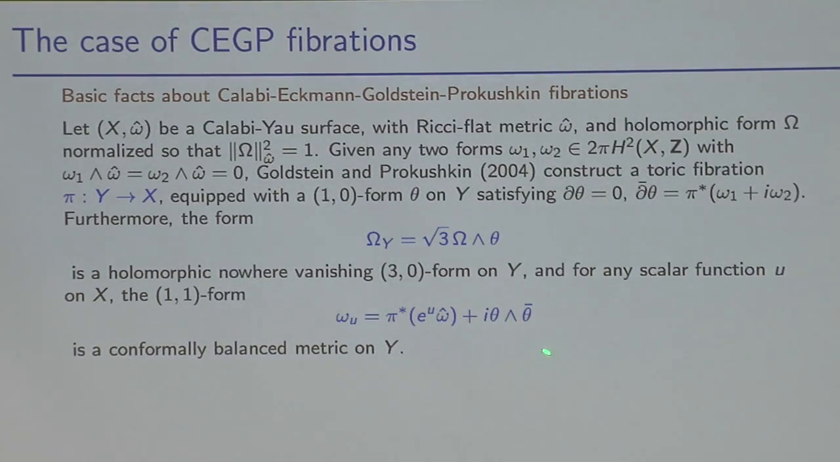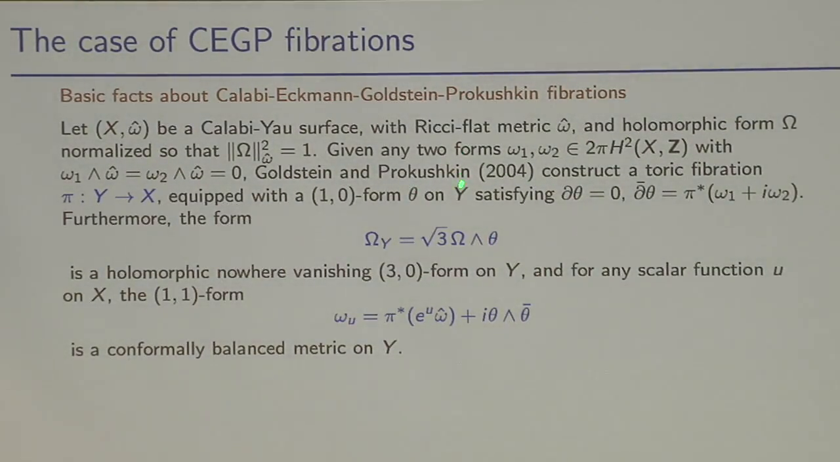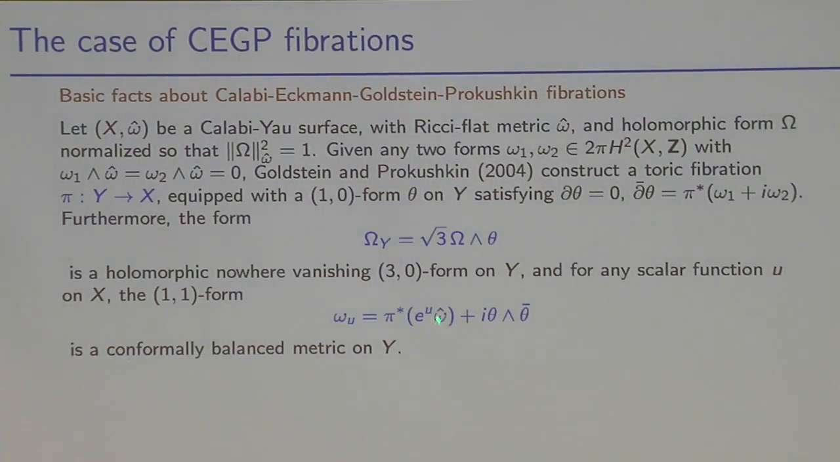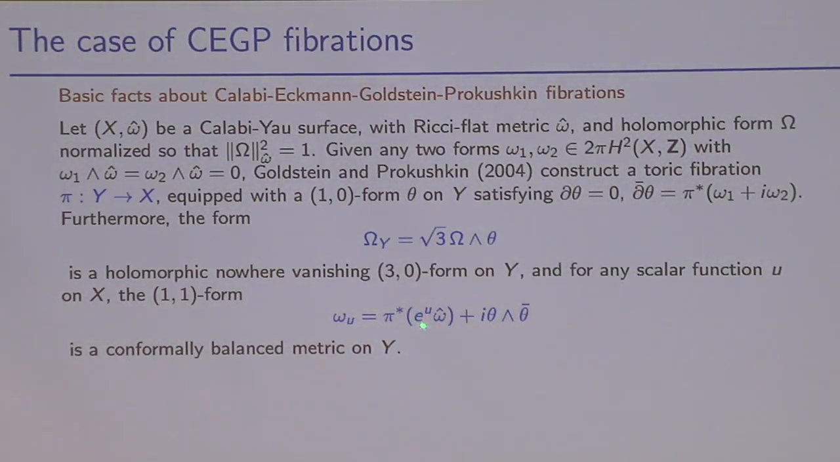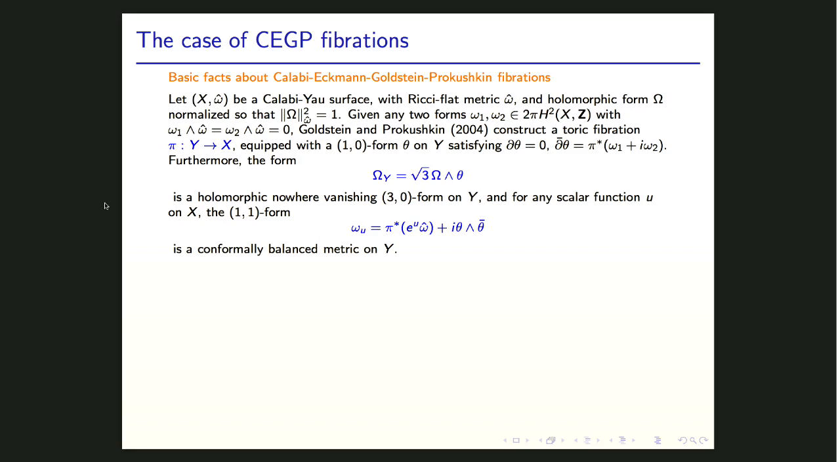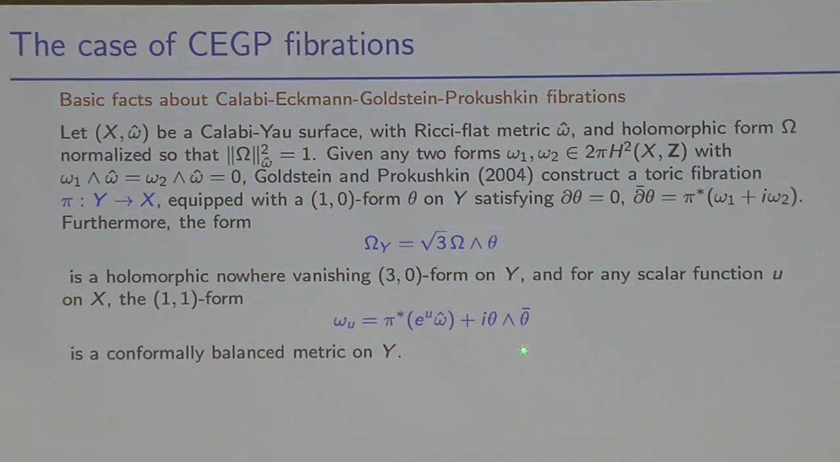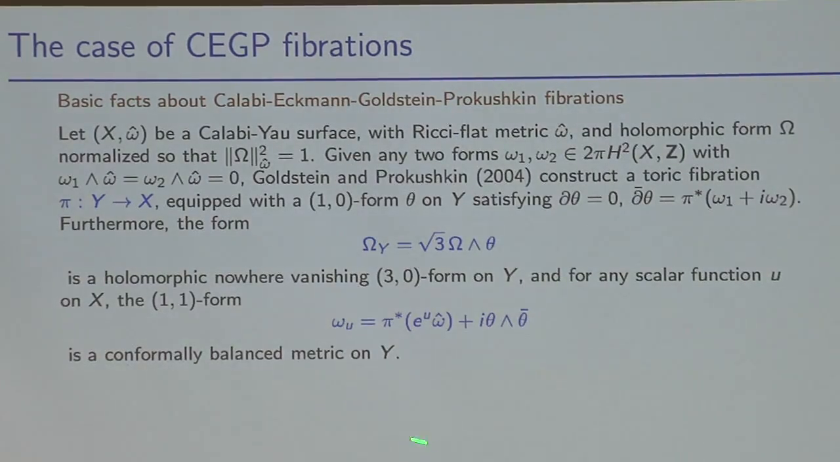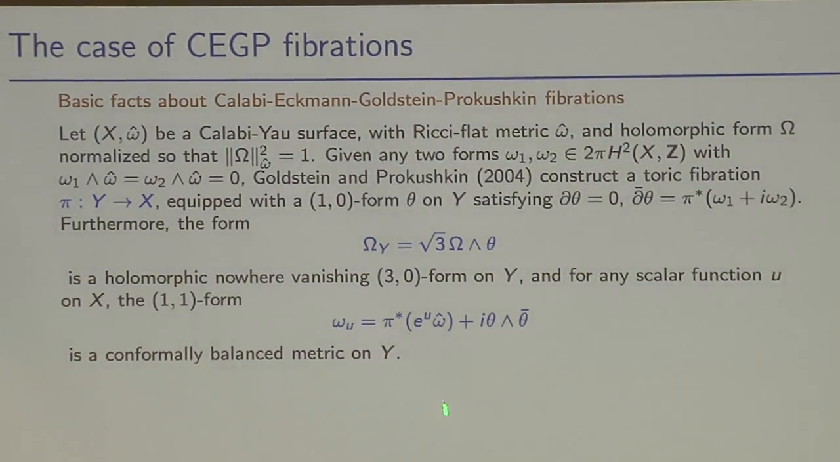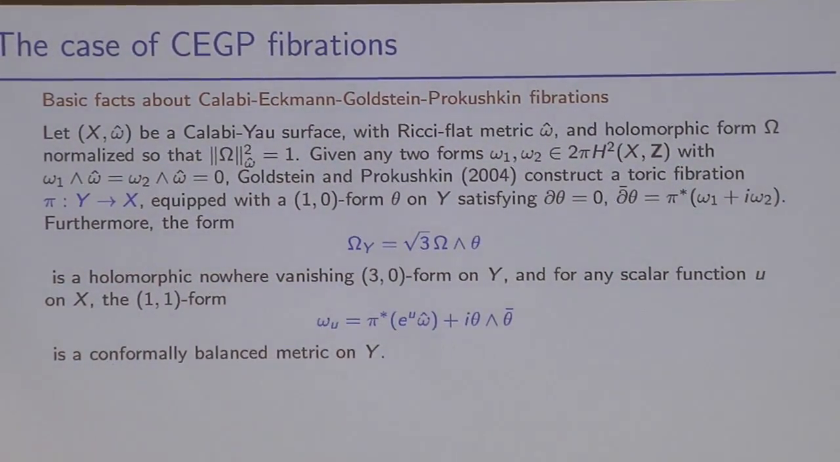And now, how do you construct the metric on this fibration? Well, you can start with the metric omega hat on the base. Of course, you multiply it by any positive function. That's still a metric on the base. And then you can pull it back upstairs. So that would serve as a good candidate for a metric upstairs, except for the fact that it's going to be, of course, degenerate along the fibers. So to compensate for that, you add this theta wedge theta bar. So this is a very natural metric on the fibration. And it turns out that it is conformally balanced for any choice of the function.